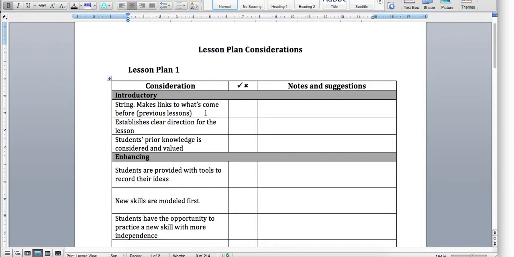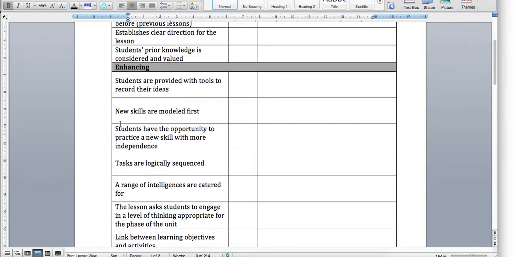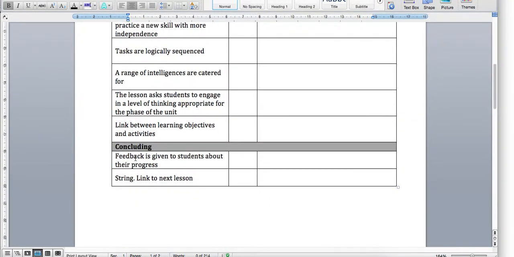So think about the introduction of each lesson. Is there stringing? By that I mean, does the lesson plan to make links to what comes before? Do they say, okay, in the last lesson we did this, and this is how today's lesson fits in with that? So you have a read down of these kinds of considerations, and you're very welcome to add your own.